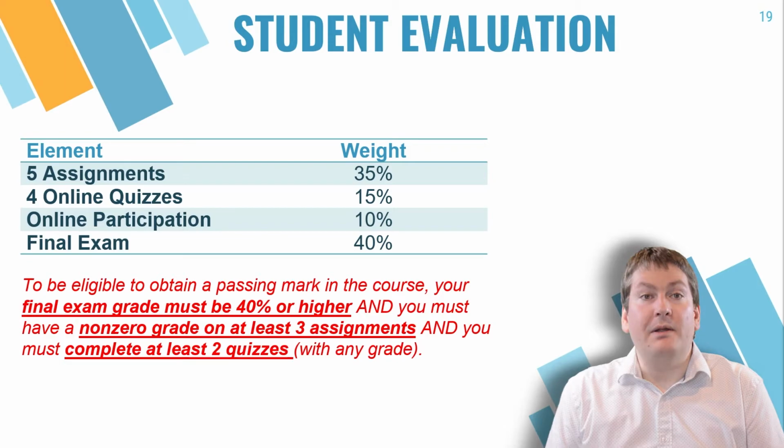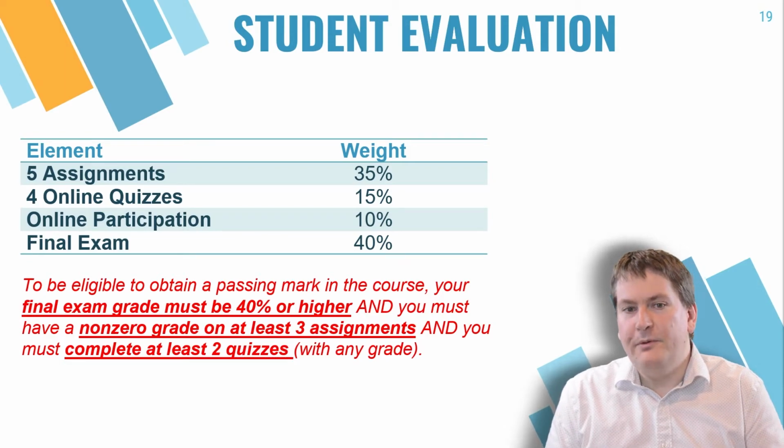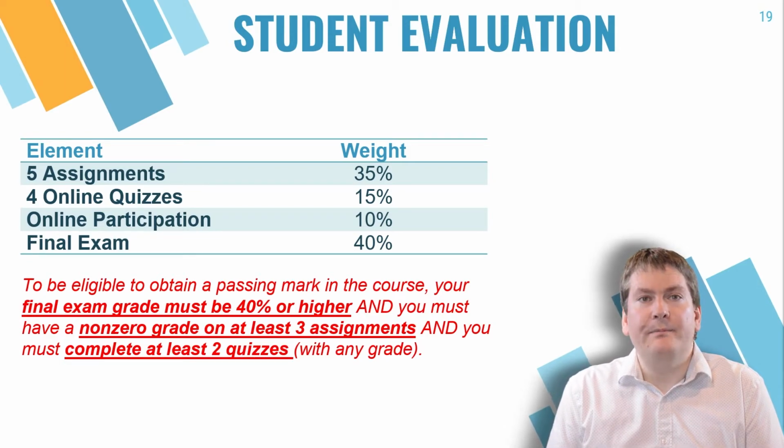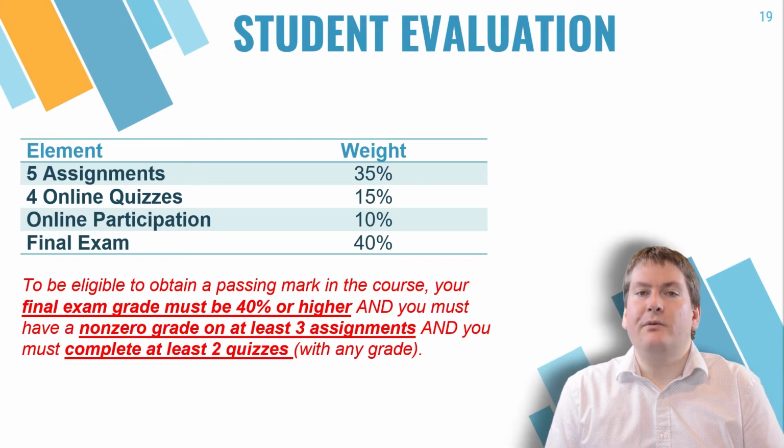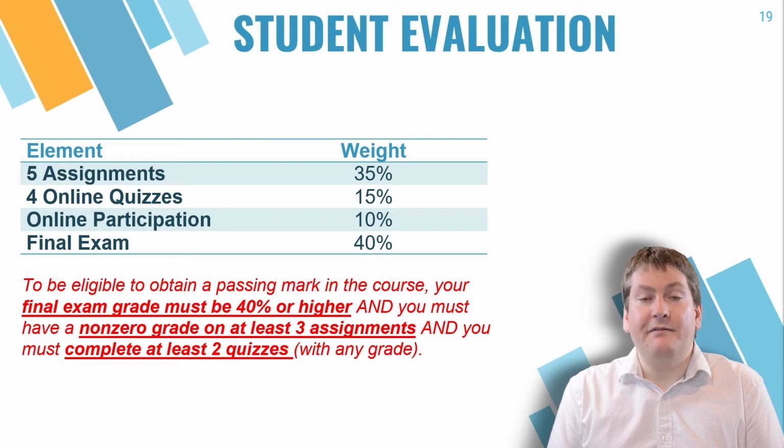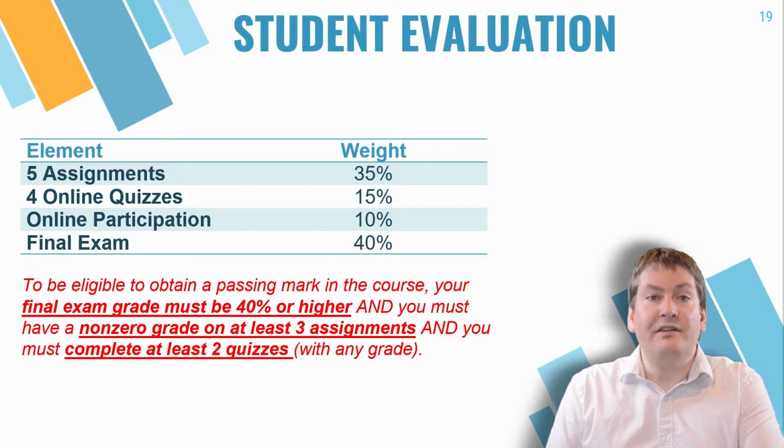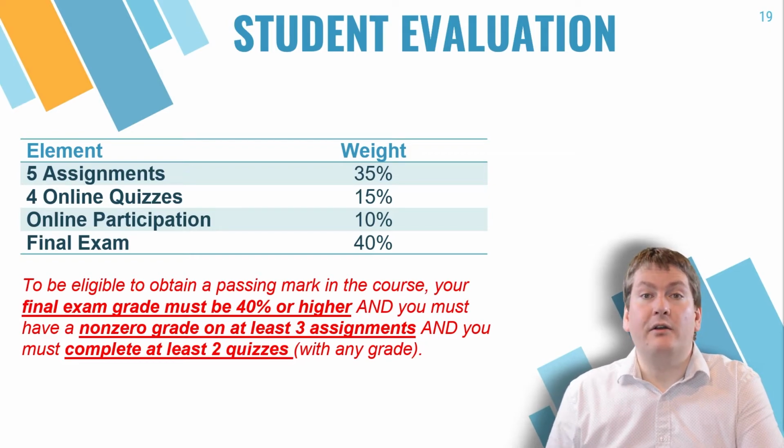So now the part you're probably most interested in or looking forward to is how you're going to be evaluated. There's going to be 5 assignments worth 35%, 4 online quizzes done via OWL worth 15%, there'll be an online participation component worth 10%, and a final exam worth 40%. And in a few minutes, we'll get into each one of those. But first, there's an important note here. To be eligible to obtain a passing mark in this course, your final exam grade must be at least 40% or higher. If it's under that, you won't get a passing grade in the course.